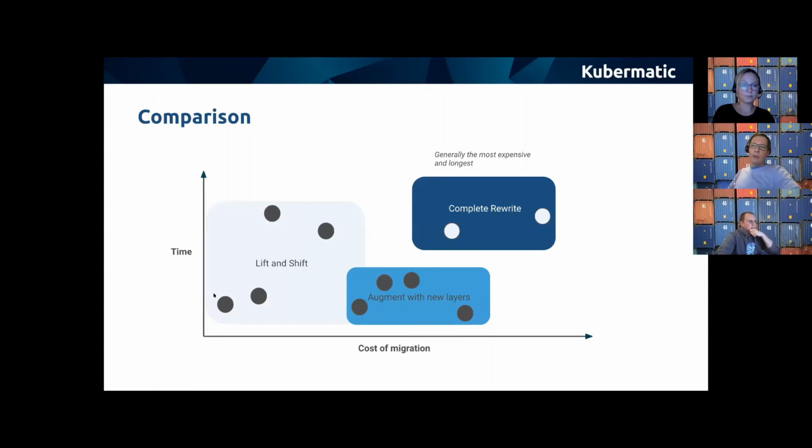Lift and shift is, from a migration perspective and duration, the best one. But to be able to lift and shift, you would need to have a well-written application, and it needs to be suitable for containers. In most cases, this is not the case, I would say. So Augment with new layers is a compromise between both cases, and it does not take the time of a complete rewrite, but in cost of migration, it has some challenges as well.